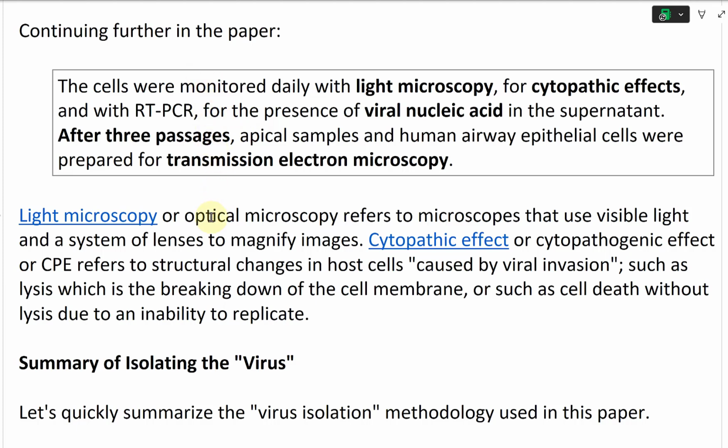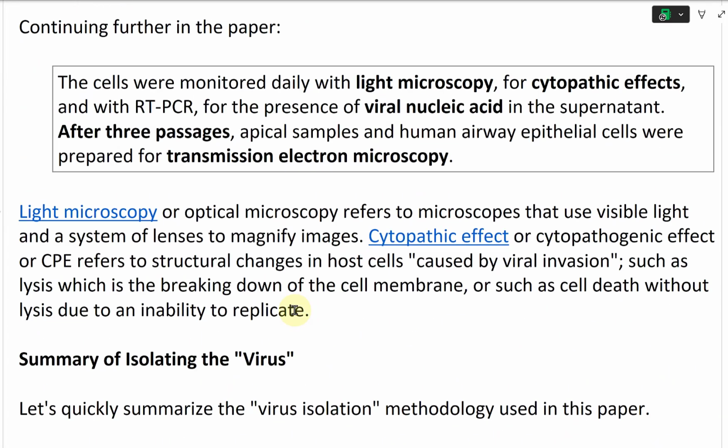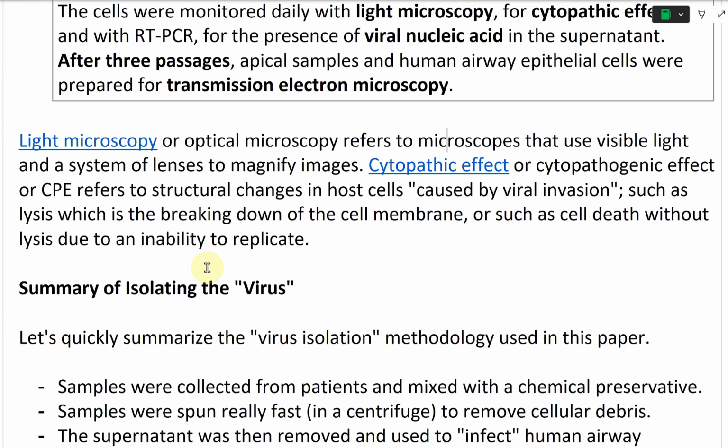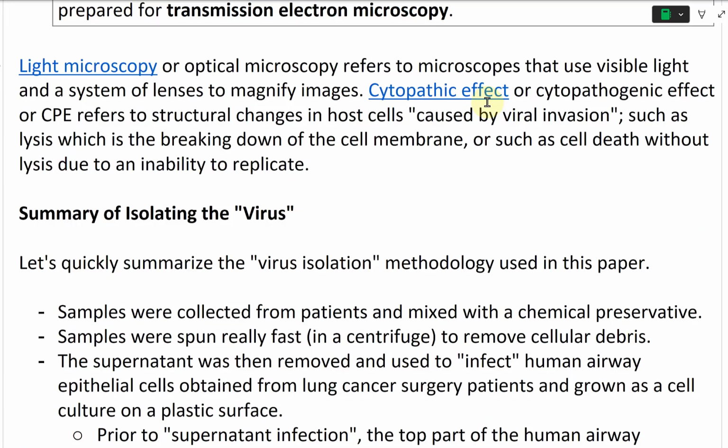All right. And then light microscopy or optical microscopy refers to microscopes that use visible light in a system of lenses to magnify images. And cytopathic effect, or cytopathogenic effect, or CPE, refers to structural changes in host cells "caused by viral infection," such as lysis, which is the breaking down of the cell membrane, or cell death without lysis due to an inability to replicate. Interesting. So basically cell death or cell breakdown, cell membrane breakdown, and the assumption is it's from a virus.